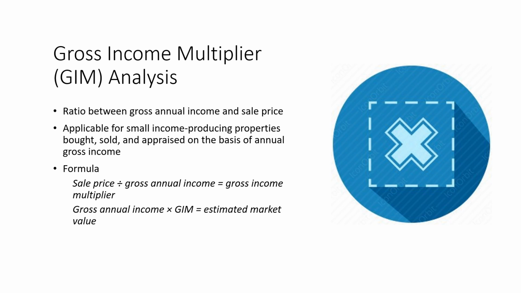Gross income multiplier analysis is the ratio between the gross annual income and sales price. It's applicable for small income-producing properties bought, sold, and appraised on the basis of annual gross income. The formula is sales price divided by gross annual income gives you the gross income multiplier. You're going to take the gross annual income and multiply it times the gross income multiplier to give you the estimated market value.